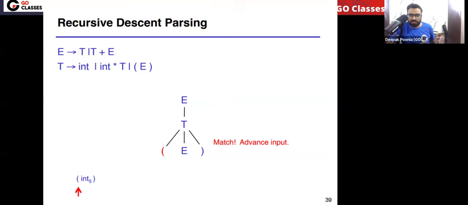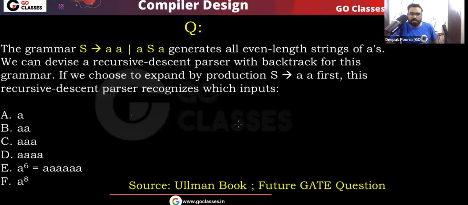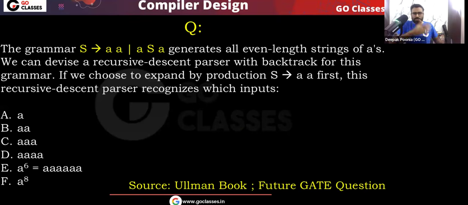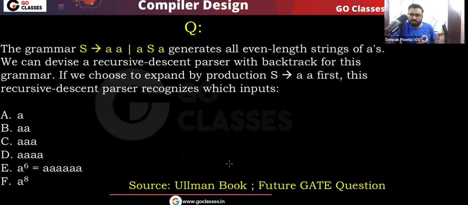So basically, this example: you can see this grammar, and for this input, we have seen. Let's solve this Ullman book question. I've written future GATE question. In the future GATE, definitely this question or a similar question will come in the GATE exam in future years. I don't know whether next year or after 5 or 10 years, but definitely, because this is an Ullman book question. And remember, Ullman book questions, the standard university questions, they come in the GATE exam. That is the reason I've written that in future, maybe someday this type of question can be asked from recursive descent parser.